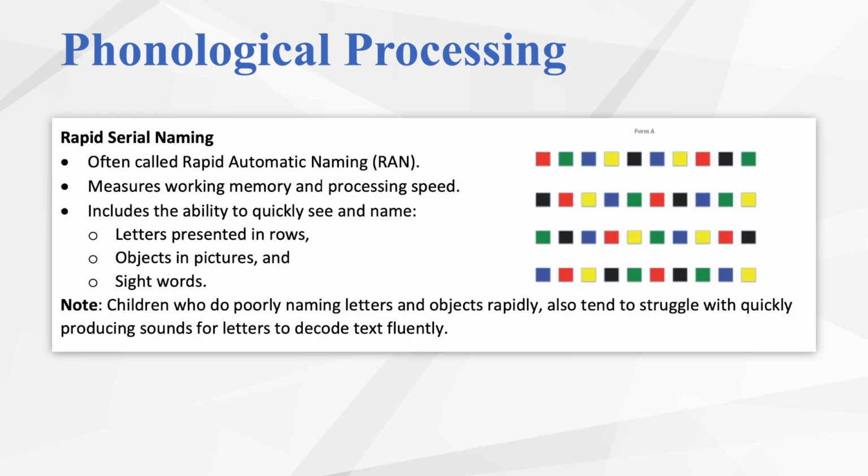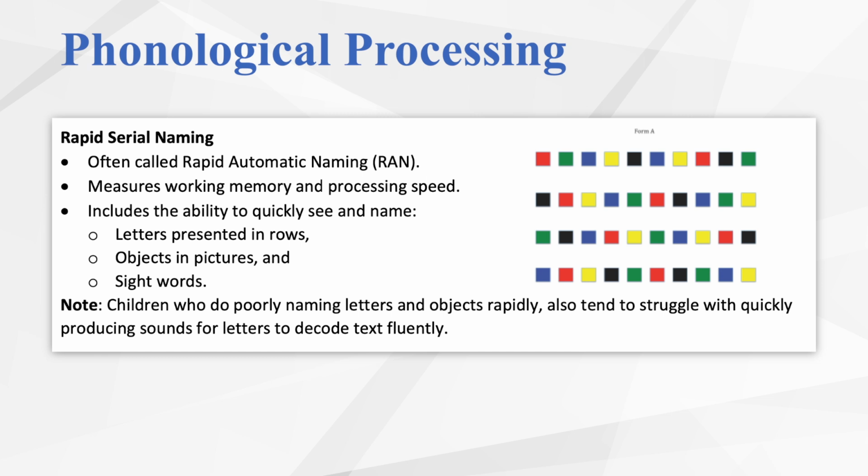The next subskill we'll explore is rapid serial naming. Rapid serial naming is often called rapid automatic naming, or RAN. Rapid automatic naming is the ability to quickly see and retrieve the name of an object, color, or letter. It is an indication of a student's processing speed. When students are administered a rapid automatic naming assessment, educators often think that the intent of the assessment is to measure their ability to recognize colors or recognize letters. In fact, it is an indication of processing speed that is the intent of the assessment.